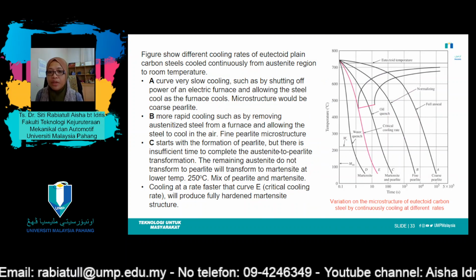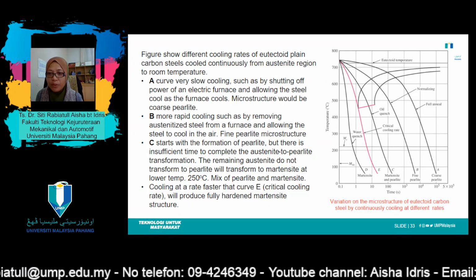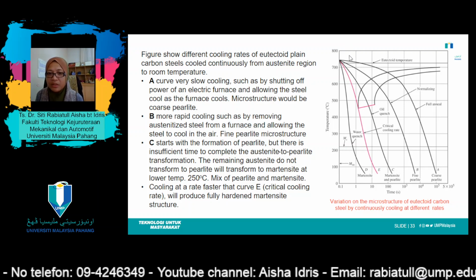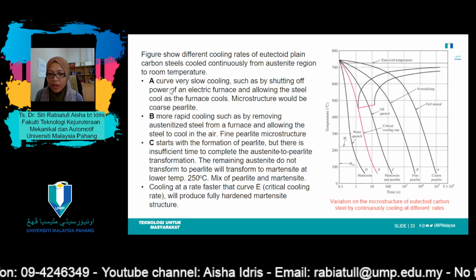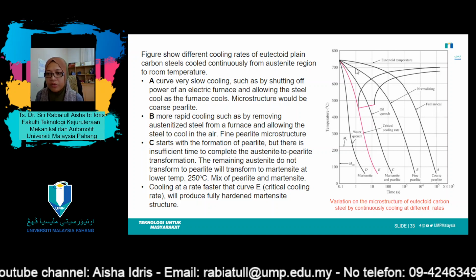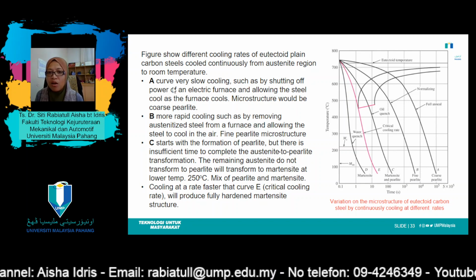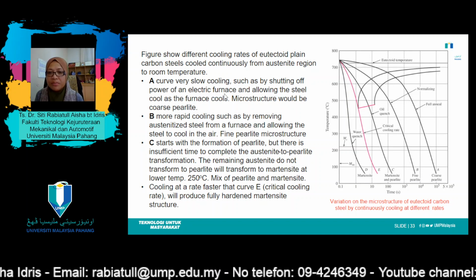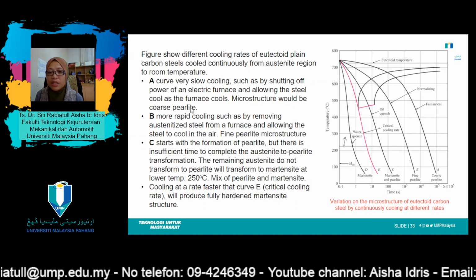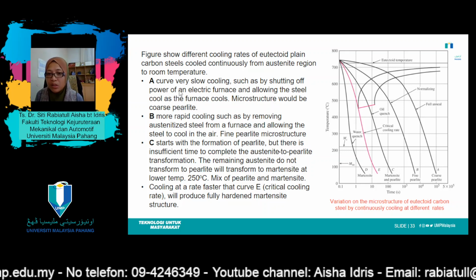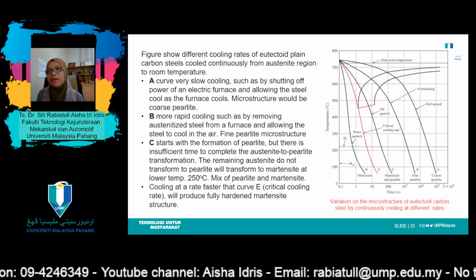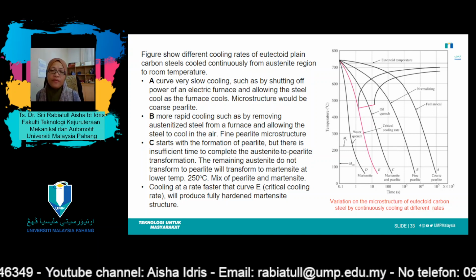Okay, so this figure shows different cooling rates for eutectoid plain carbon steel cooled continuously from the austenite region to room temperature. Curve A is very slow cooling, such as by shutting off the power of an electric furnace and allowing the steel to cool as the furnace cools. The microstructure would be coarse pearlite. By right, the specimen is left in the furnace and it will cool together with the furnace.